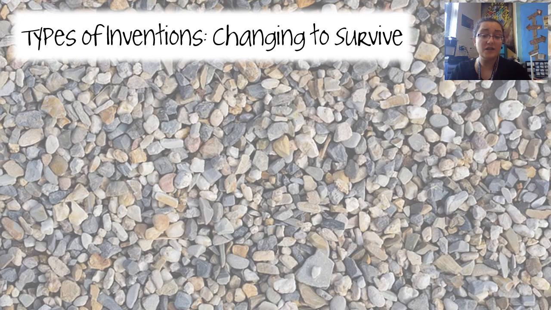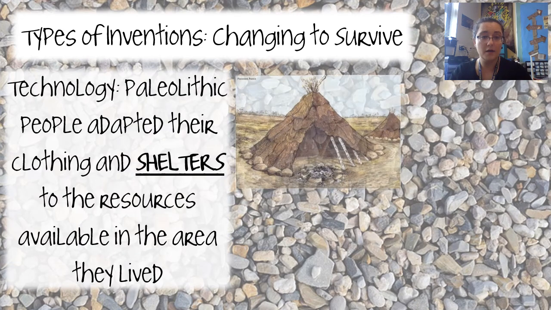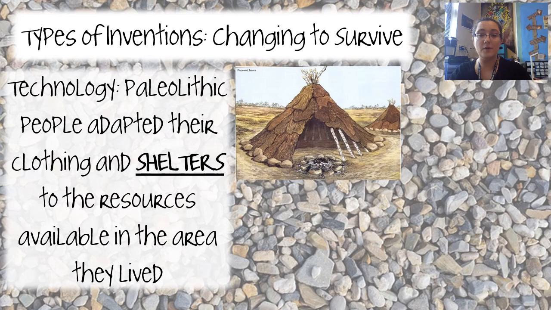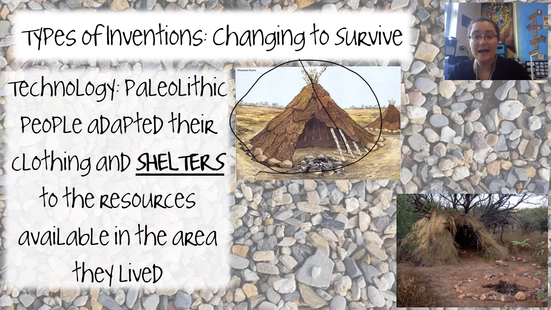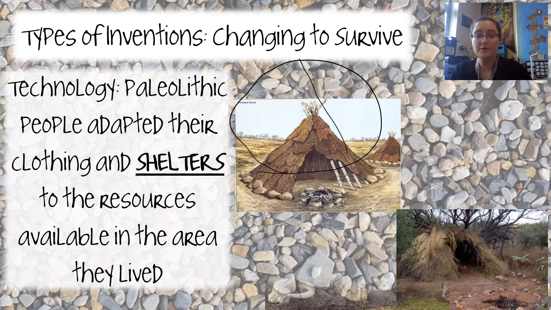Now, we also had to change and adapt to survive. So Paleolithic people adapted their clothes and shelters to the resources of the areas that they lived in. So if you lived in an area, for example, that we see here, where there's some trees and grasslands, you might use the wood that you find to make a shelter, and you use the grasslands to weave mats and all of that to cover your shelters. But they have to be things that you can easily take down because you're going to move along. You might use grass or other turf, sod.